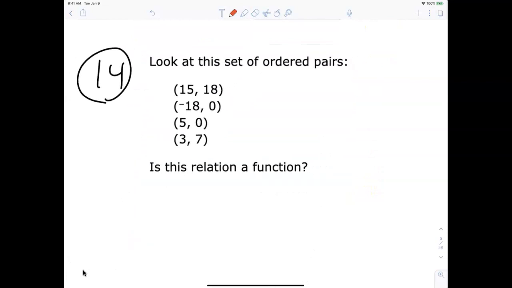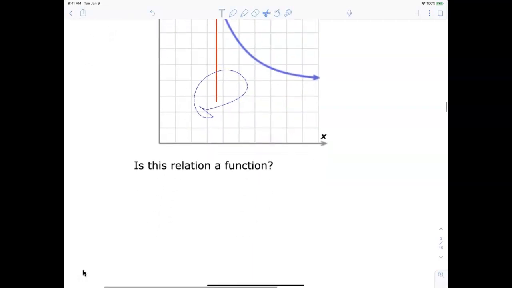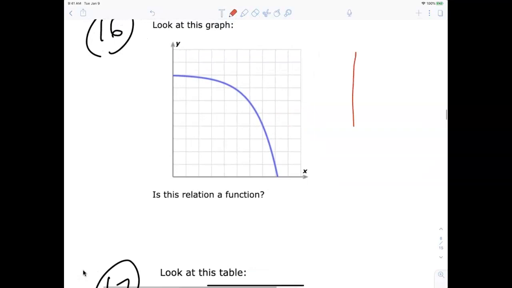Is the relation a function? Again, 15, -18, 5, 3. They're all different, so it's a yes. Number 15, is the relation a function? Again, we draw a vertical line, move the vertical line, and guess what? It passes the vertical line test, so yes, it is a function. Next one, is the relation a function? Kind of beating the dead horse here, but I want to make sure you understood me. Does that pass the vertical line test? Yes. It only crosses at one point.